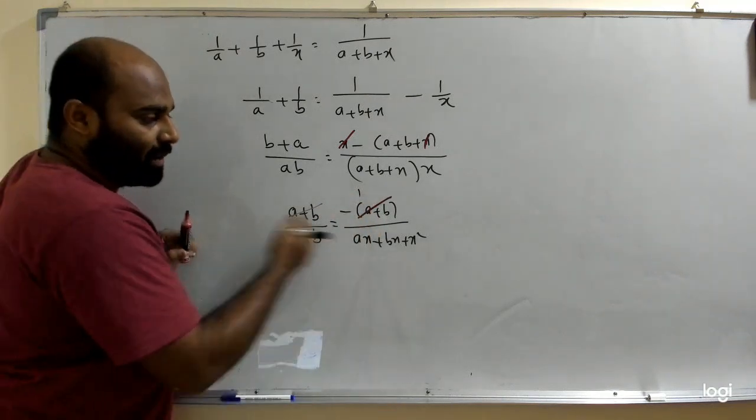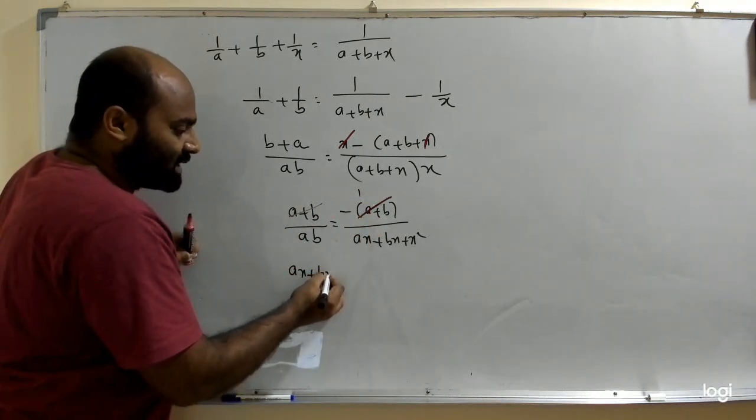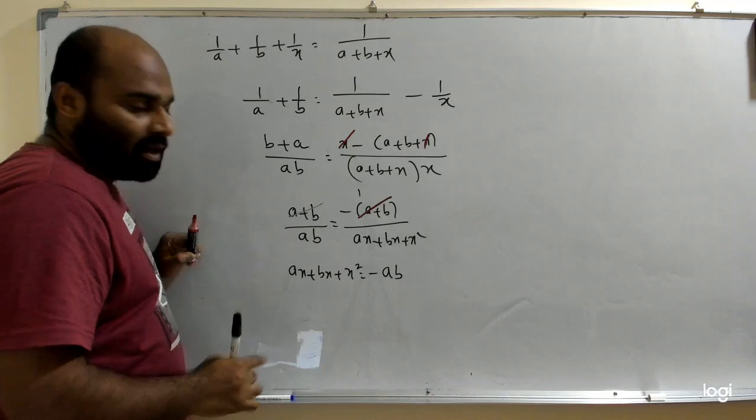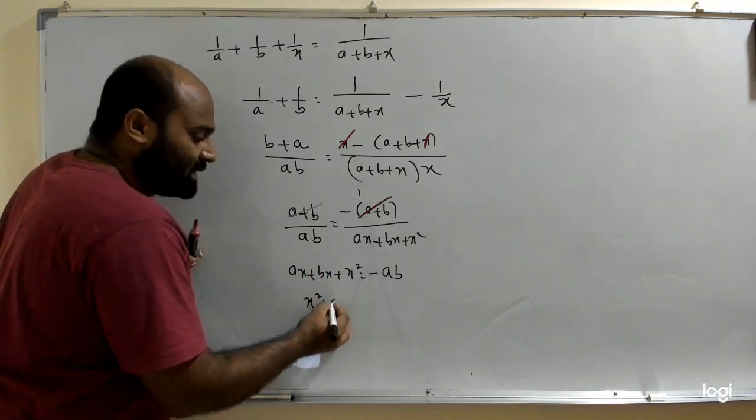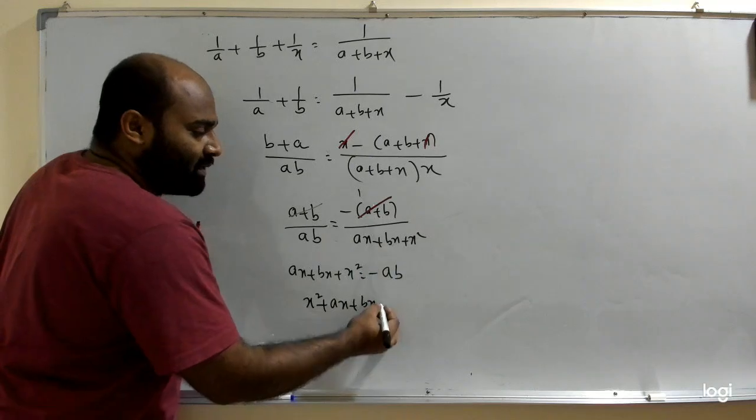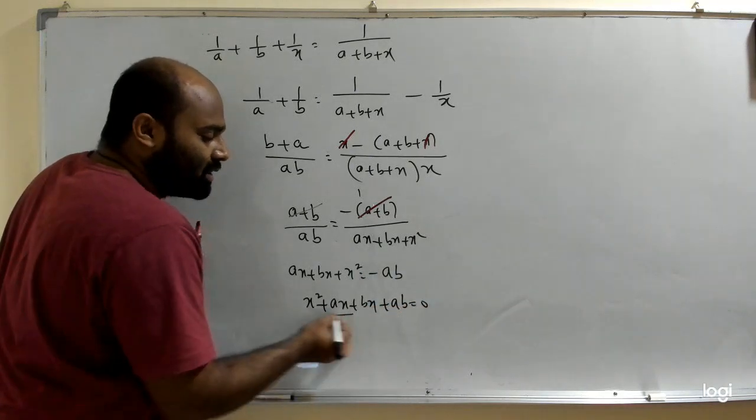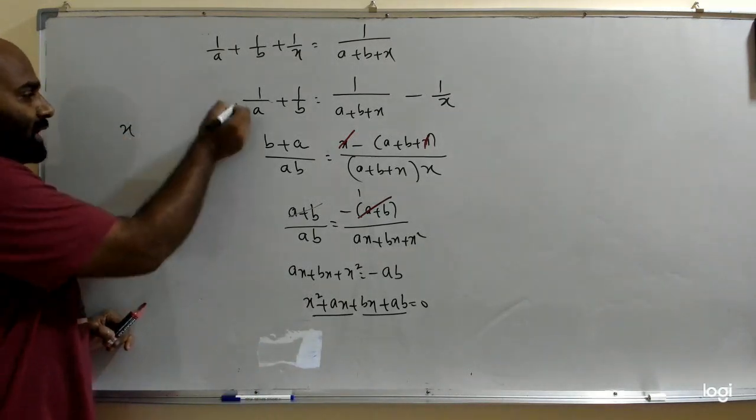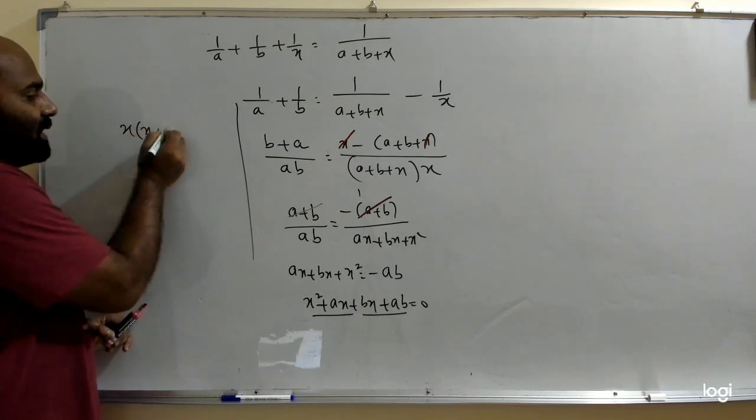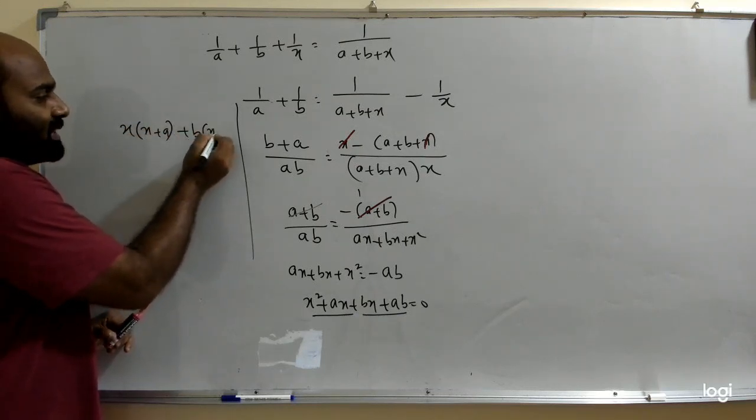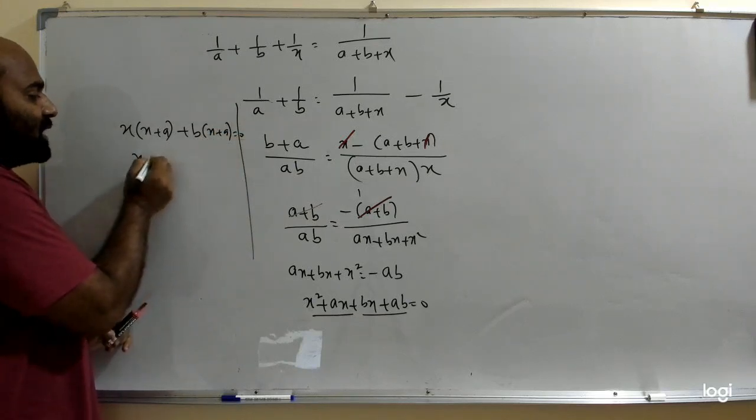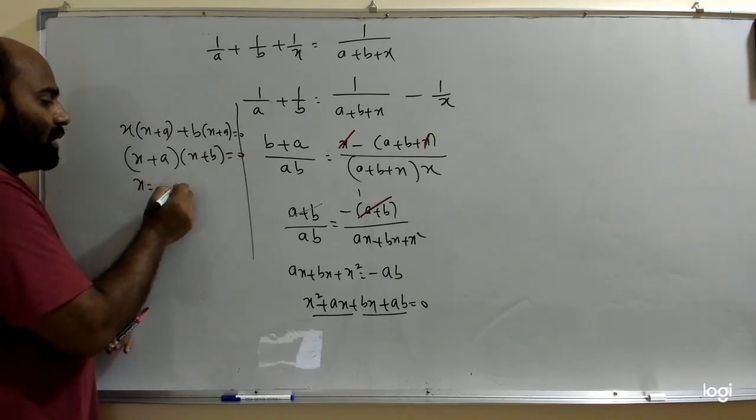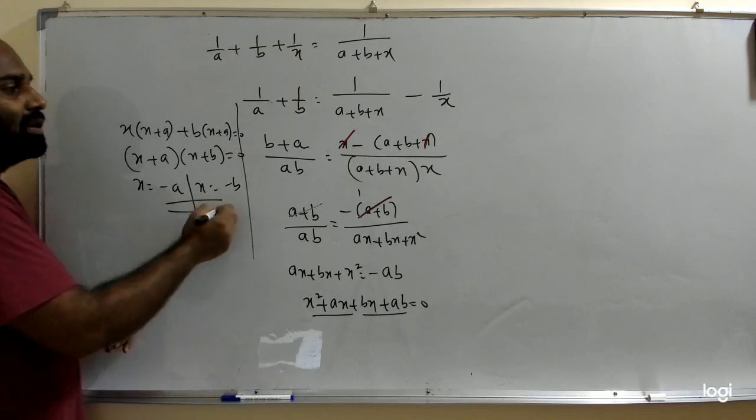Now cross multiplication. Bring this side: ax + bx + x² equals minus ab, because there is a negative sign. After that, x² + ax + bx, when we are transposing, it will be + ab = 0. Splitting the middle term, easily we can do. What is common in both? You can see x is common. So x(x + a) + b(x + a) = 0. So x + a is common in both: (x + a)(x + b) = 0. x equals minus a, x equals minus b.